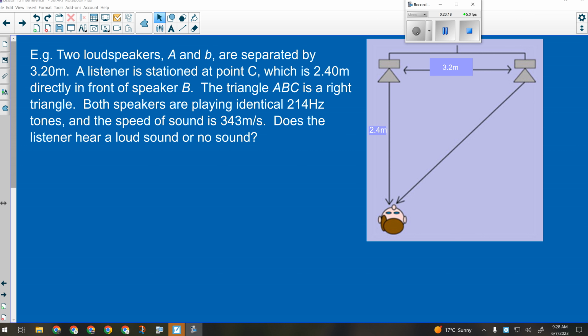Okay, so we were just saying that what determines whether a person hears a loud or a quiet sound is the difference in the number of wavelengths the sound has to travel from each speaker to that observer. So if I have this situation here, where I have an observer who is 2.4 meters in front of one speaker, and the speakers are 3.2 meters apart. They also tell me that the frequency of the sound is 214 hertz.